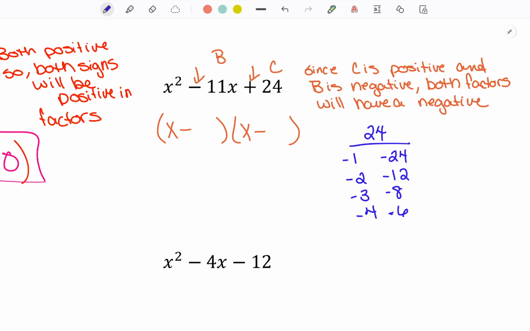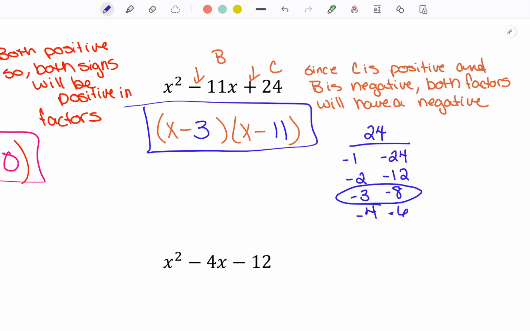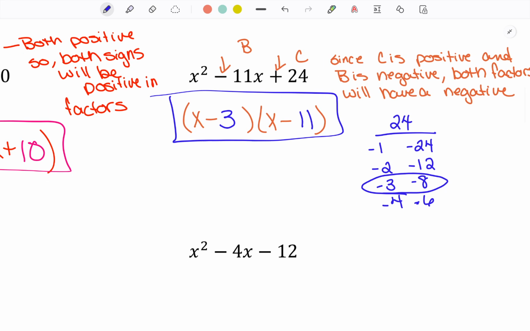So negative 1 plus negative 24 is negative 25. That's not going to work. Negative 2 and negative 12 give us negative 14. That's also not going to work. But then negative 3 and negative 8 give us negative 11. And so that's going to be our factors, x minus 3 and x minus 11.